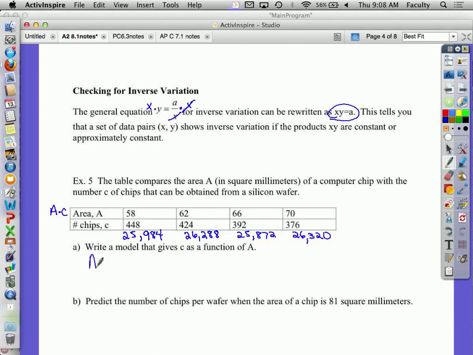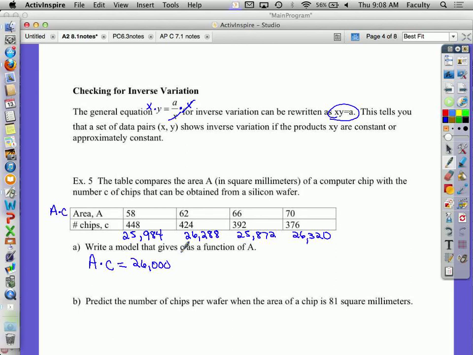So here's the deal. The area times the number of chips. Now they're clearly not the same number, but they're really hovering around what number? About 26,000, right? We had some below and some above. But roughly, we're going to say it's about 26,000. So A times C is about 26,000.